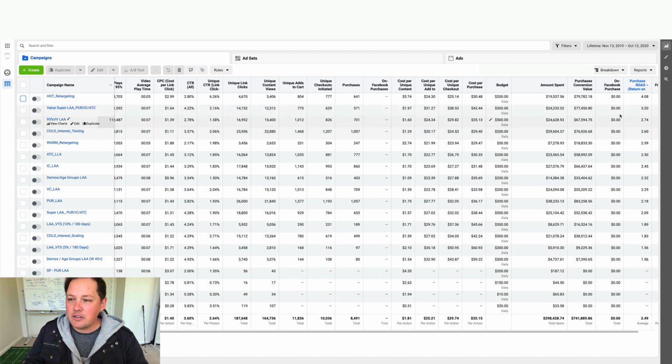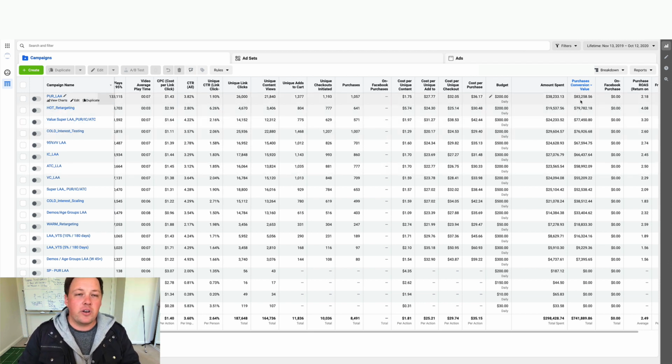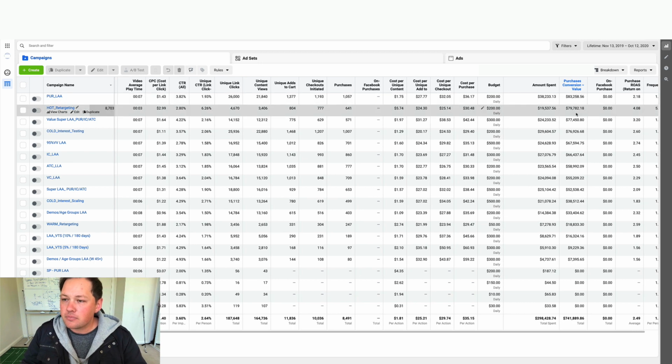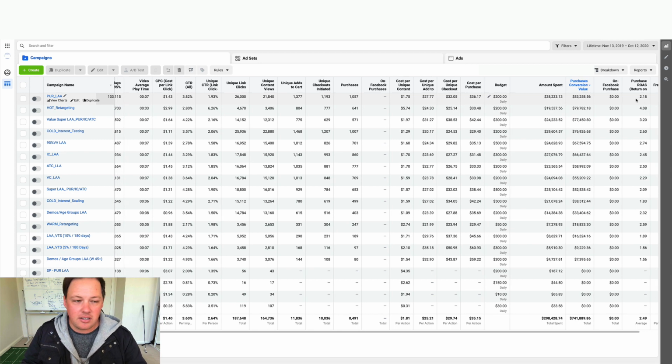Okay, let's filter by purchase conversion value. You can see here my purchase lookalike audience has actually brought in the most revenue. It has spent $38,000 and brought back $83,000, which is quite a healthy return. Not really sure it has registered the ROAS correctly there.